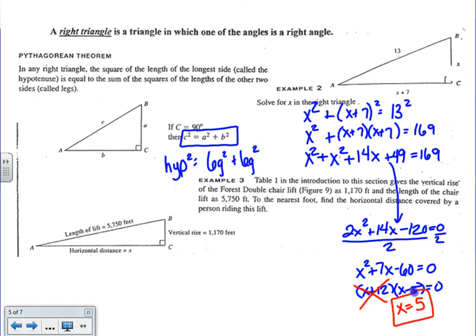I'm going to warn you, on your homework, they usually don't make you stop at solve for x. They'll usually also say solve for x and find the length of the 3 sides of the triangle. So be prepared to go back and do that.